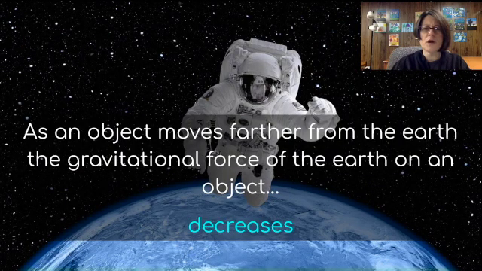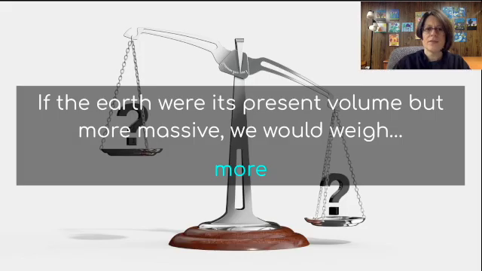So as an object moves farther from the Earth, the gravitational force of the Earth on an object decreases. We looked at the equation for that. So that's why this astronaut in space is not as affected by the Earth's gravitational pull because of the distance between them. As the distance increases, the force decreases. As the distance decreases, when the astronaut gets closer to the Earth, the force gets larger. Now, if the Earth were its present volume but more massive, we would weigh more. And we also talked about that with the equation, that the more mass, the more force.